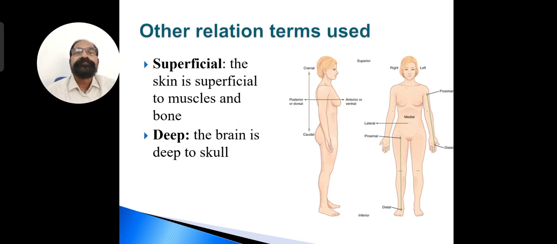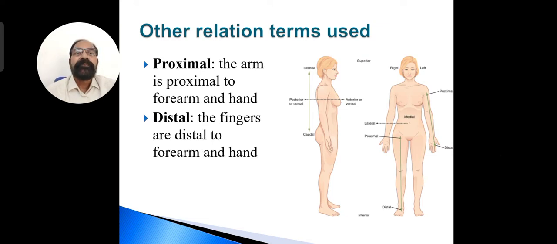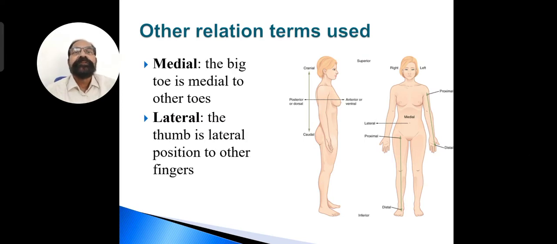Coming to superficial, skin is superficial to muscles and bone. Deep, the brain is deep to the skull. Proximal, in our upper limb, the arm is proximal to the forearm and hand. Distal, the fingers are distal to the forearm and hand. Then other terms, that is medial. For example, the big toe is medial to the other toes. Coming to lateral, the thumb is lateral in position to the other fingers.